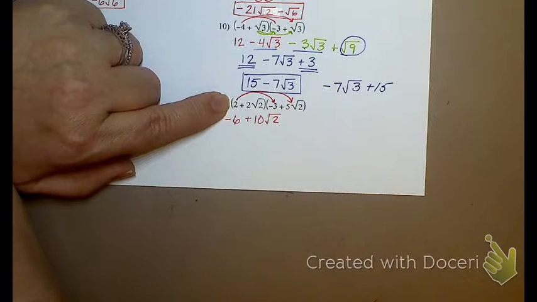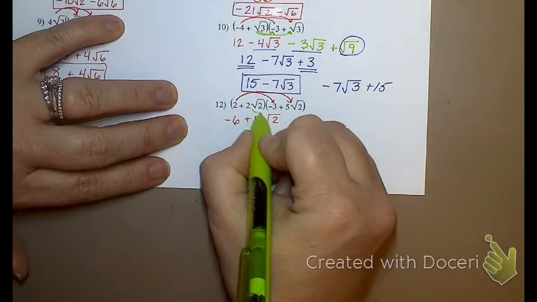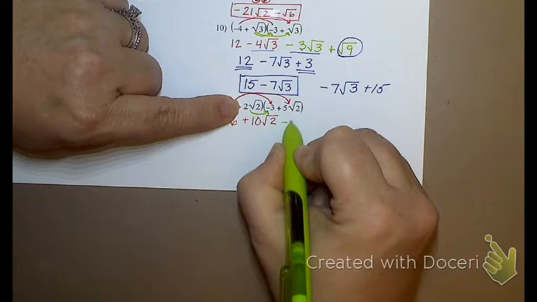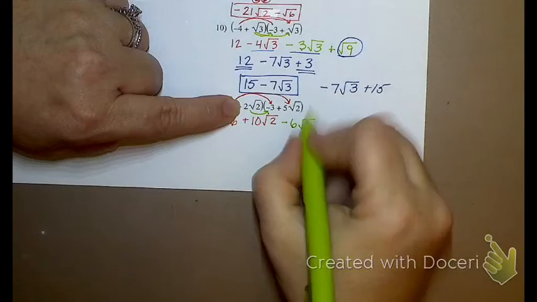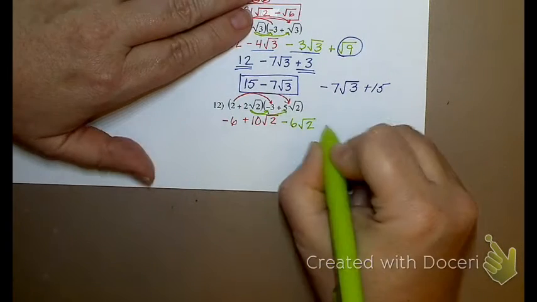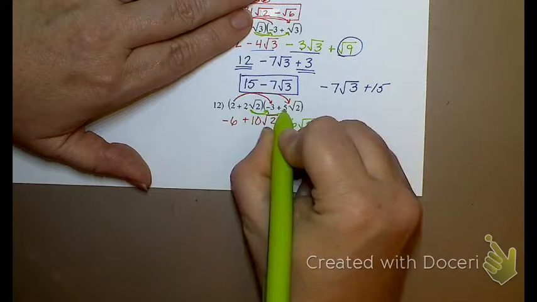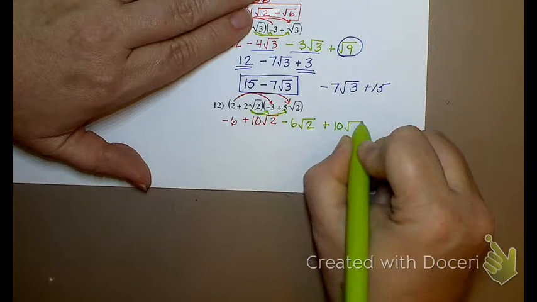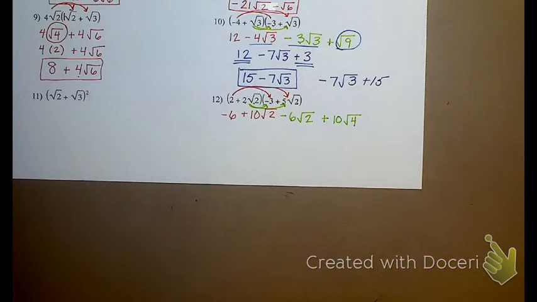Yeah? Okay. Now I'm going to do the other part of the distributing. 2 radical 2 times negative 3. 2 times negative 3 is negative 6. Radical what? 2. And then 2 radical 2 times 5 radical 2. That's going to be a positive. 2 times 5 is 10. Radical 2 times radical 2 is radical 4. So we got some simplifying to do.